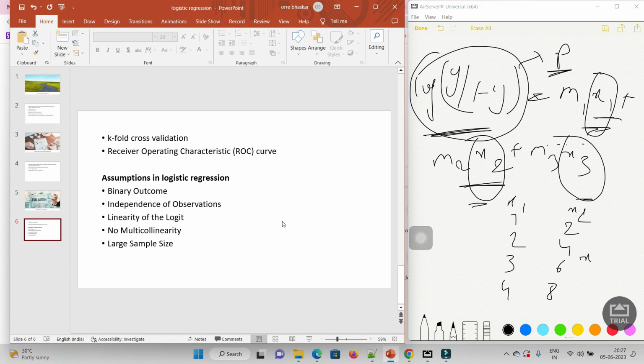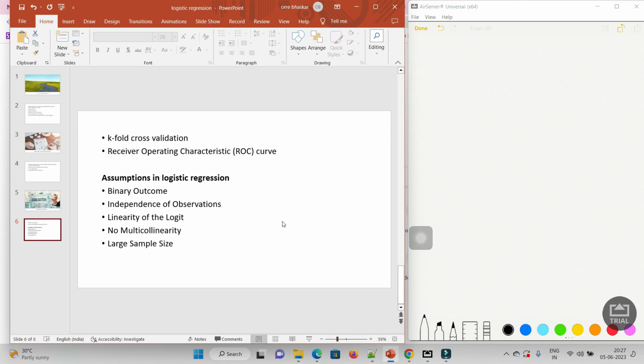How come we know? x2 equals 2x1. So multicollinearity is violated because x1 and x2 are dependent on each other. So we should not have this kind of dependency. What will we do if we have this kind of dependency? Well, remove one variable. That's all you need to do.